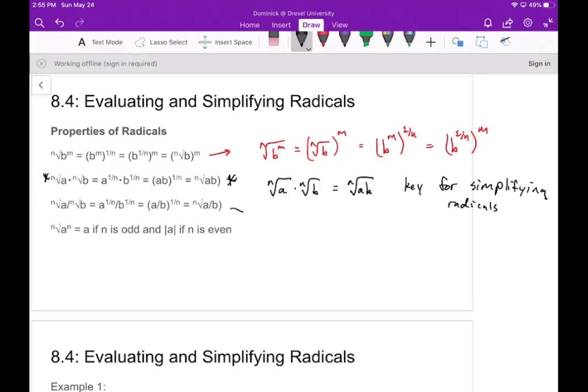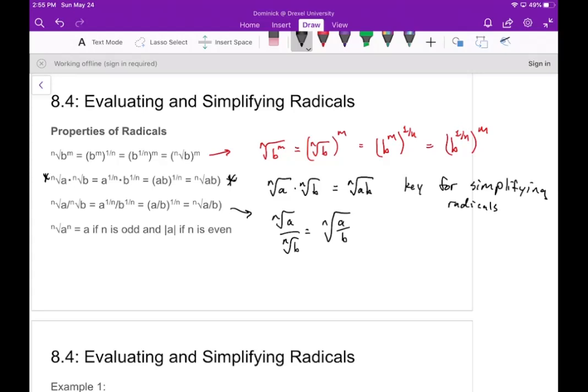Now this one says that if you have the quotient of two numbers with the same type of root, we can say that that's just the nth root of their quotient. So that's similar to the product one.